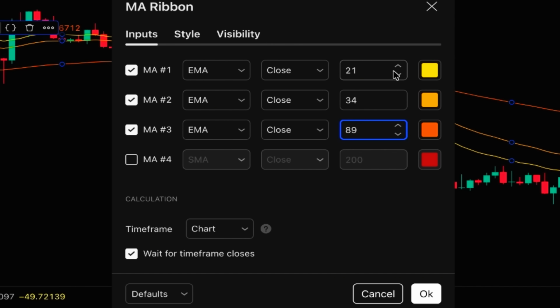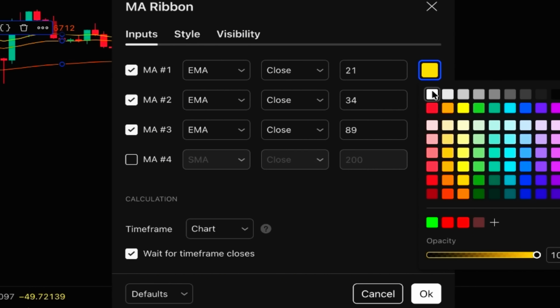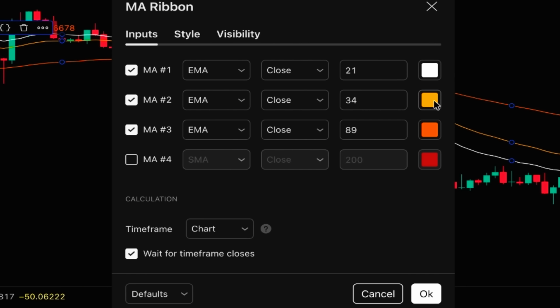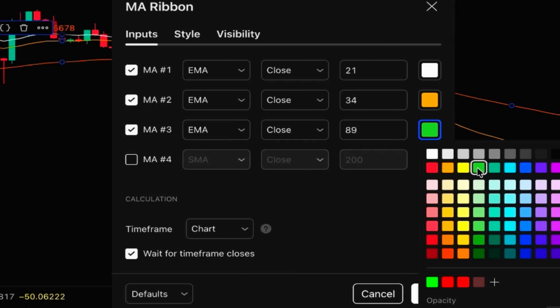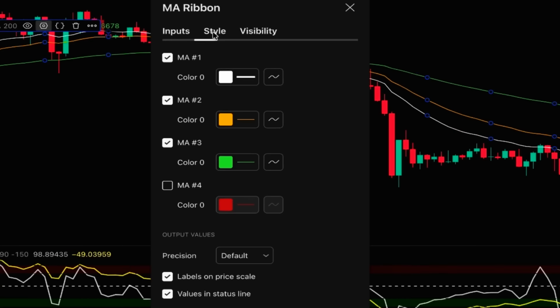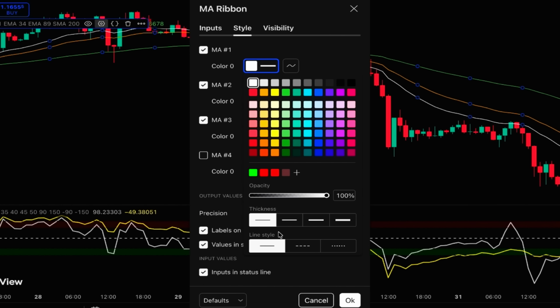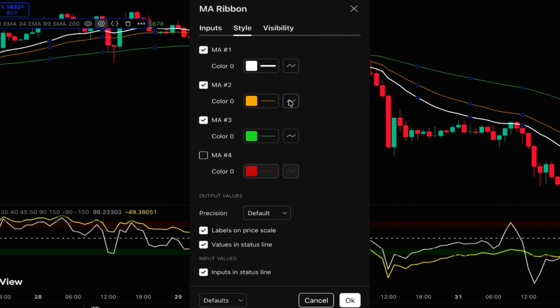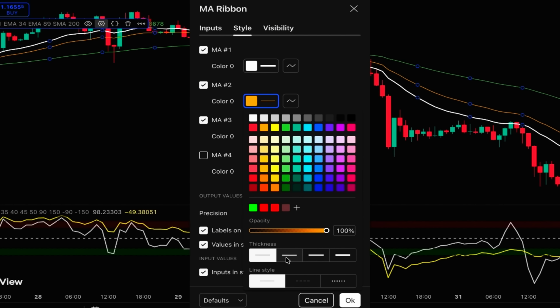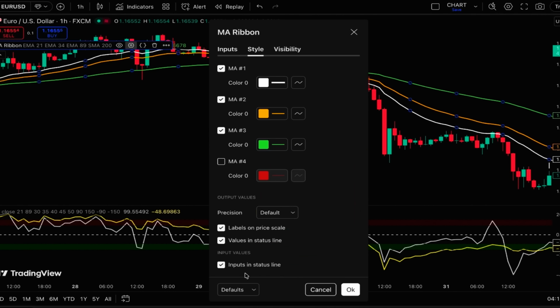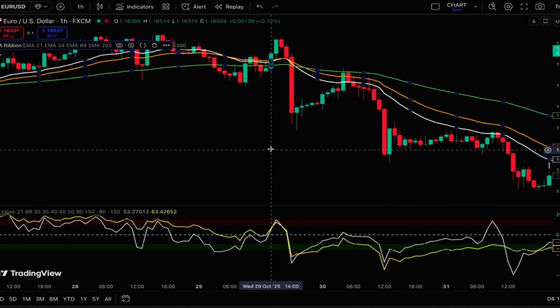Then for the first EMA, we set the color to white. For the second EMA, the color should be orange. And for the third EMA, we set the color to green. And finally, we go to the style tab and we increase the thickness of the lines so we can easily see and track them on the price chart. Alright, we're done with adding the indicators and adjusting the settings.